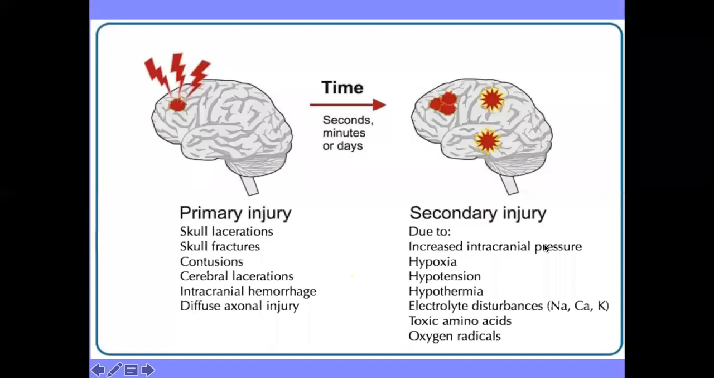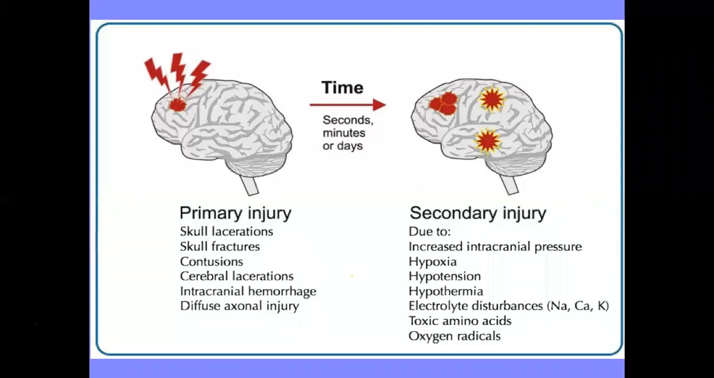Okay, so hypoxia and hypotension, besides actually killing the patients, can also cause secondary brain injury. Now, you must be aware of primary brain injury; the classes have all been taken. This is because of the direct impact of the trauma, leading to skull lacerations, fractures, contusions, cerebral lacerations, intracranial hemorrhage, or diffuse axonal injuries. But as time passes and these conditions are not taken care of immediately, secondary brain injury sets in, which is primarily due to increased intracranial pressure because of bleeding or edema of the brain.